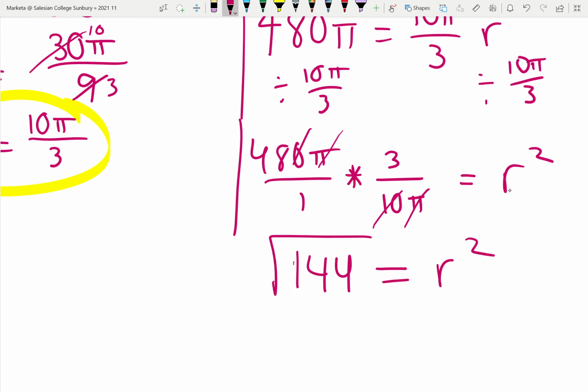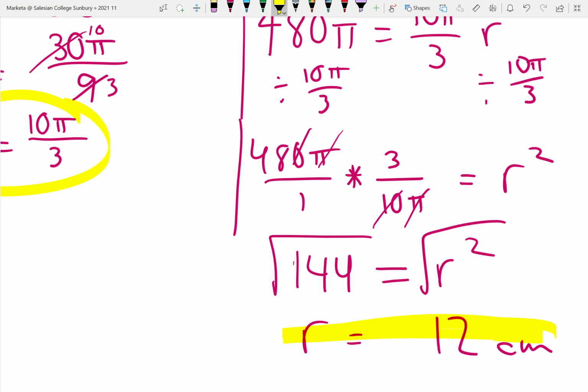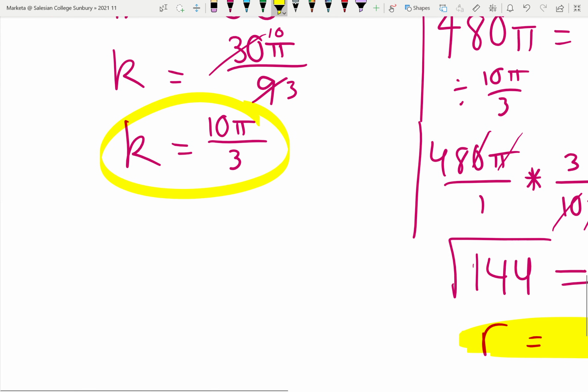And then, well, let's square root both sides. We get r equals plus or minus 12 centimetres, but obviously you can't have a negative centimetres, so we're just going to go the positive. So the radius is 12 centimetres. And that's the answer for that one. And that is all the examples.